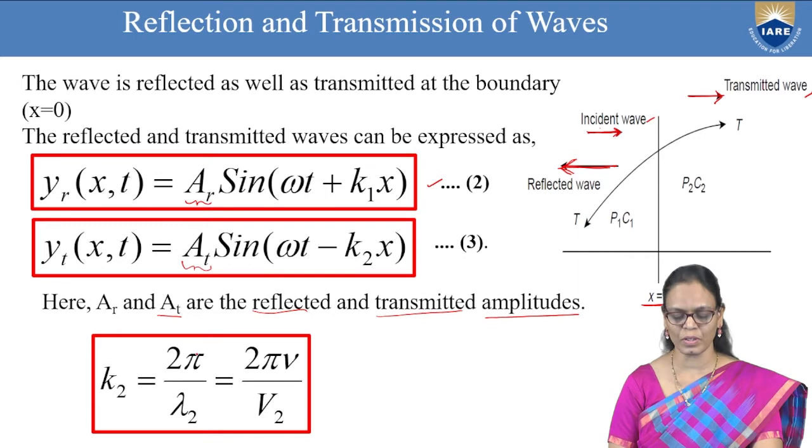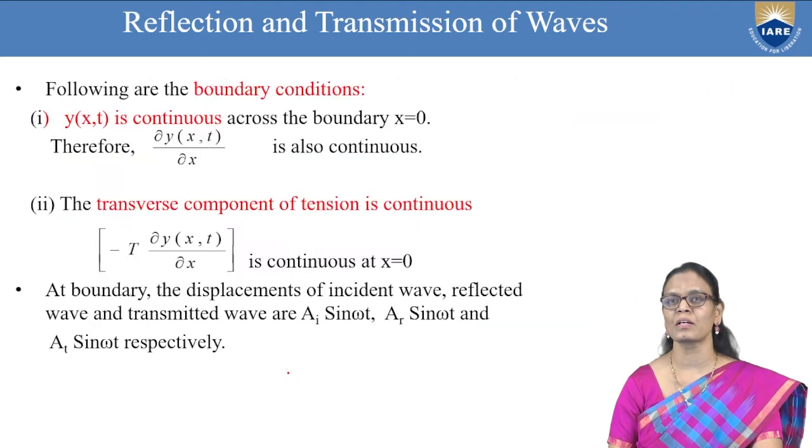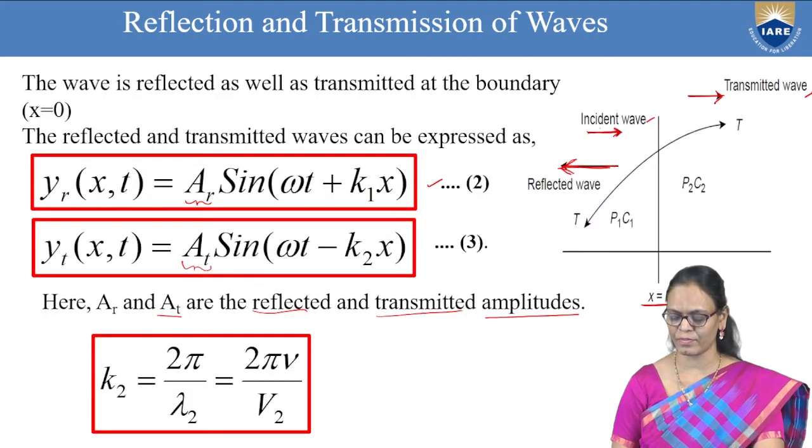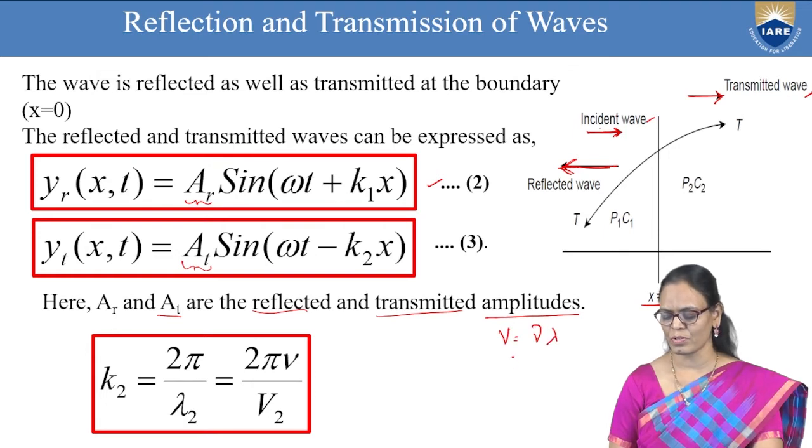And k2 will be equal to 2 pi by lambda 2, that will be 2 pi nu upon V2. So it is coming from our general formula. We have already seen V is equal to nu lambda. So 1 by lambda will be equal to nu upon V. So we are writing for lambda 2, it will become V2. So 2 pi by lambda 2 will be equal to 2 pi nu upon V2.